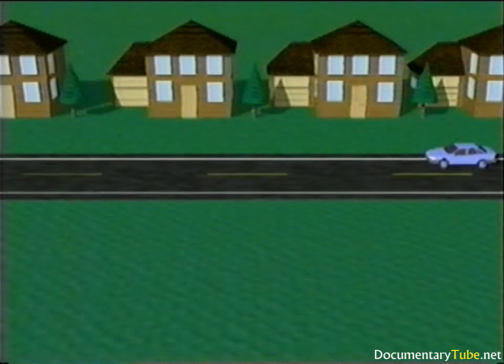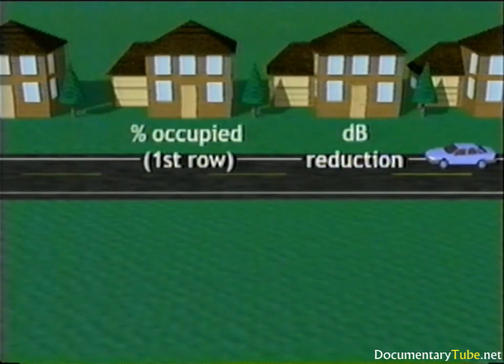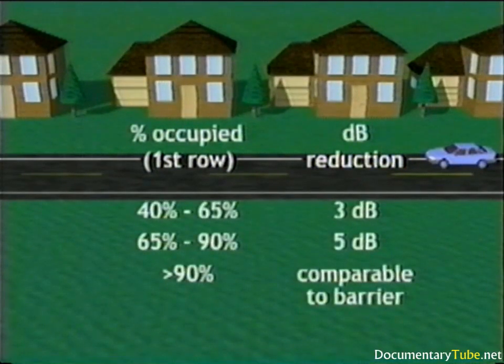To get an idea of how gaps or openings between buildings in a row can affect the amount of insertion loss, here are some percentages and the corresponding decibel reduction. If 40 to 65% of the first row is occupied by buildings, the expected insertion loss will be about 3 dB. For 65 to 90%, the insertion loss will be about 5 dB. Lastly, for percentages greater than 90, the buildings will provide attenuation comparable to that of a barrier of similar height.